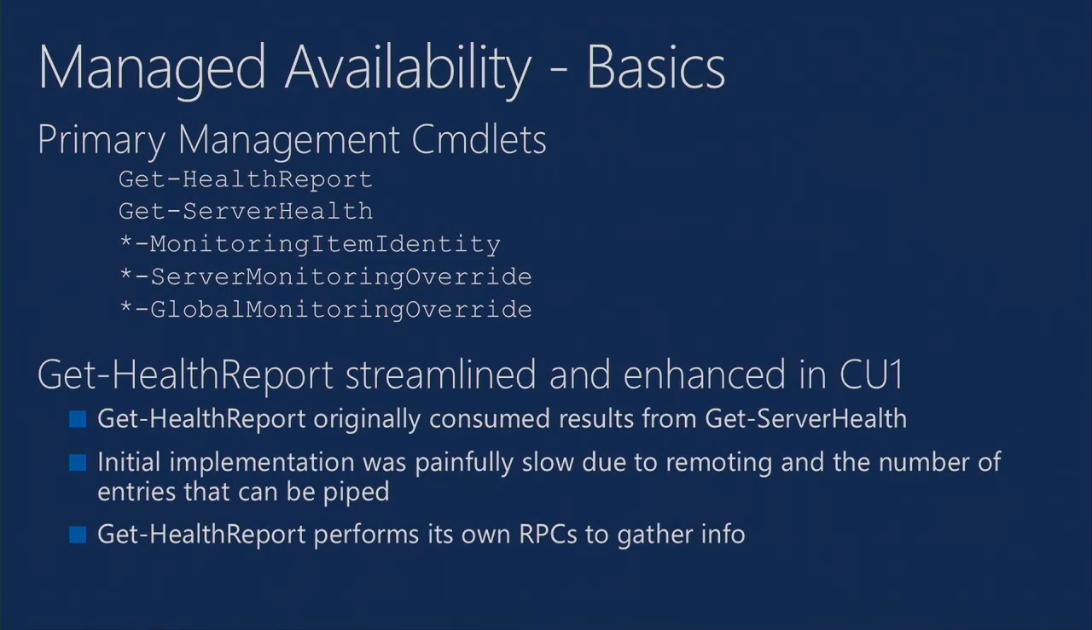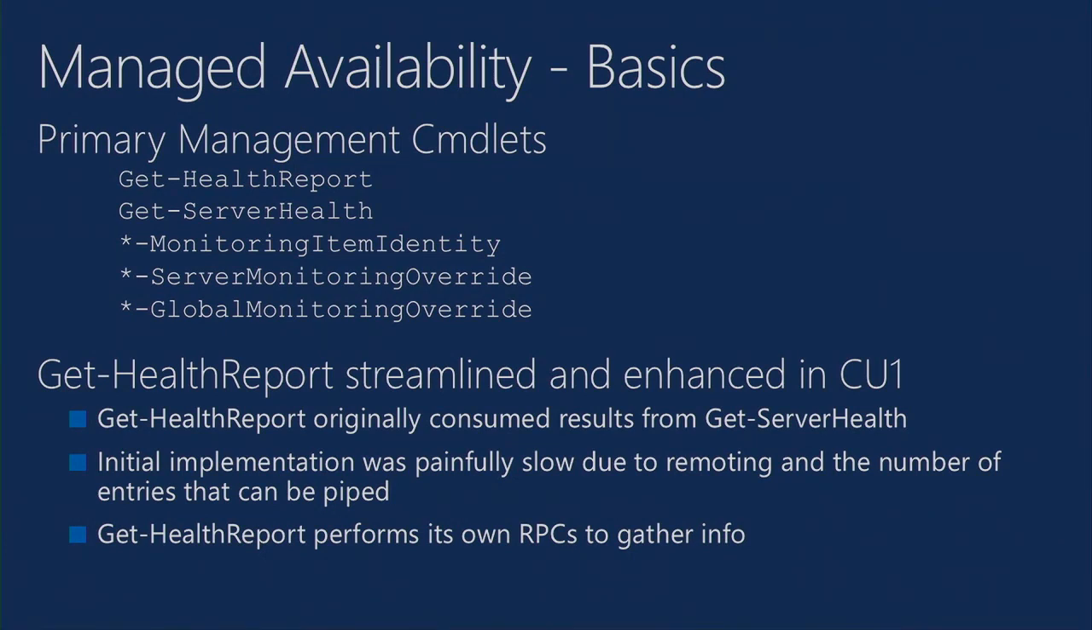So the primary managed availability cmdlets that you'll use are Get-HealthReport, Get-ServerHealth, the MonitoringItemIdentity, which is Get or Set, the ServerMonitoringOverride, and the GlobalMonitoringOverride as well. Now, we have made some changes in CU1. It used to be in RTM, you would use Get-ServerHealth, and then you would take the information from server health, and you would pipe it to Get-HealthReport.